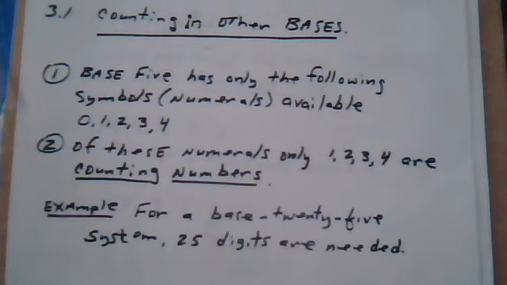And now let's look at a base 25 system. A base 25 system would have 25 digits available, or you need 25 digits to be able to work in that system. So it's true for any system. So if they say base 5, there are 5 digits available, 5 digits needed, and so forth.